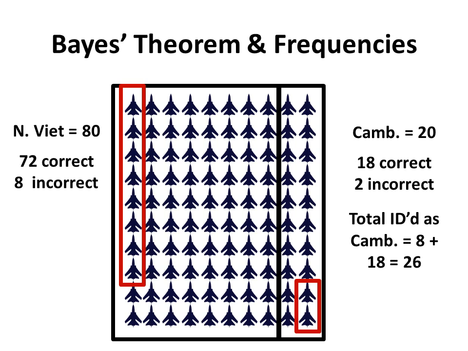Then we have to think about what is the total number of jets that he actually identified as Cambodian. And there we have to add together two things. First, the Cambodian jets that were correctly identified as Cambodian jets. And then the North Vietnamese jets that were incorrectly identified as Cambodian jets. So we take 8 from the left, that's the 8 in the red, the North Vietnamese jets incorrectly identified as Cambodian. And then from the right, we take the 18 out of 20 that don't appear in the small red box that were correctly identified. Okay, so 26 jets total out of 100 have been identified as Cambodian. Not all correctly, but that's the total identified as Cambodian.